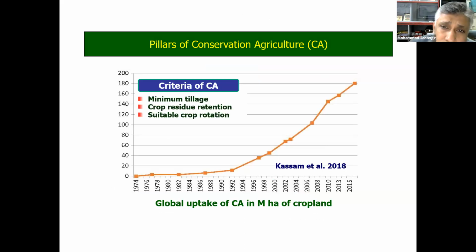If we see the global scenario of conservation agriculture practices, this is a rising technology in the world, especially in the US and Australia, where they are following conservation agriculture practices. And in Bangladesh, we have been conducting some experiments on conservation agriculture since 2012. We already have found some positive results, some improvement in soil quality, even improvement in crop production, and also a reduction in the total global warming potential of soil.